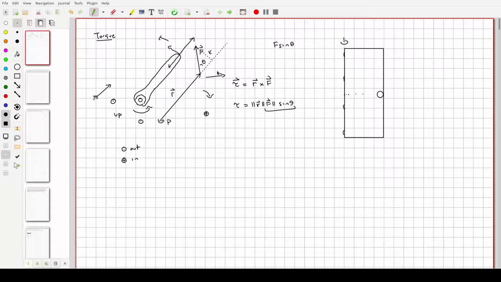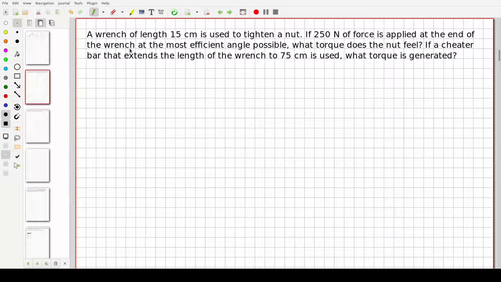Now, so that said, let's do a few examples with torque. We have a wrench of length 15 centimeters used to tighten a nut. If 250 newtons of force is applied at the end of the wrench at the most efficient angle possible, what torque does the nut feel? If a cheater bar that extends the length of the wrench to 75 centimeters is used, what torque is generated?